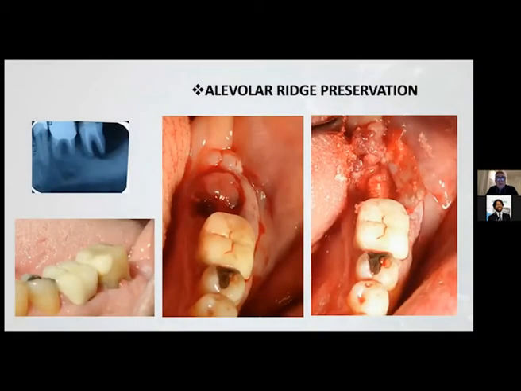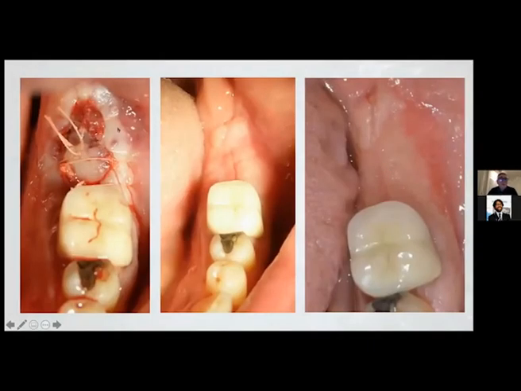And this is another case, very interesting, because in this case we remove this tooth and we have a big defect for the distal root. We remove this tooth, we use the inflammatory tissue to cover the defect, and we place the granules inside. We use a membrane to cover, and on the top we place an inflammatory tissue, and this is the result after 4 months.